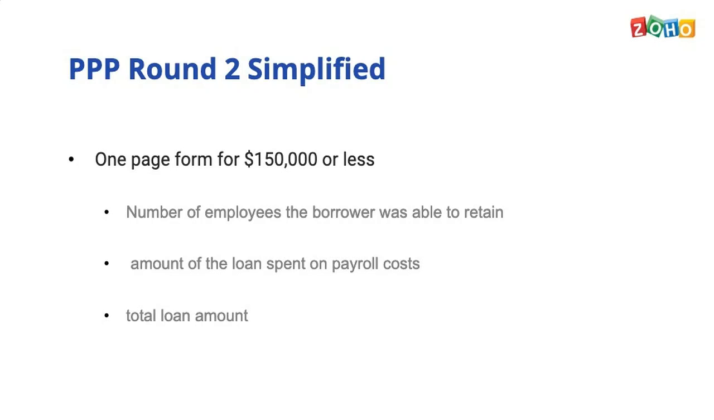Another thing with PPP round 2, they simplified the application process. They haven't come up with this application yet, and we believe it's going to be one of the applications they already have. Basically, it's going to be a one-page form, $150,000 or less. I think what they're going to do, Nathan, is take the form they've already got, 3508S, which we're going to go through, and essentially, instead of being $50,000 or less, wave a magic wand, and it's $150,000 or less.